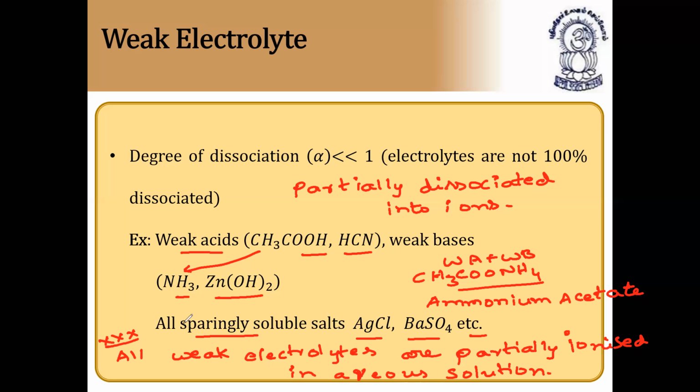Apart from this, certain sparingly soluble salts like silver chloride and barium sulfate are also ionized partially in water, so they are also called weak electrolytes. Last but not the least, all weak electrolytes are partially ionized in aqueous solution, and their degree of dissociation is always less than 1. Please note down these points in your classwork. Next, in this chapter, weak electrolytes are the only important ones because they attain equilibrium when they form ions. Let us see how it happens.